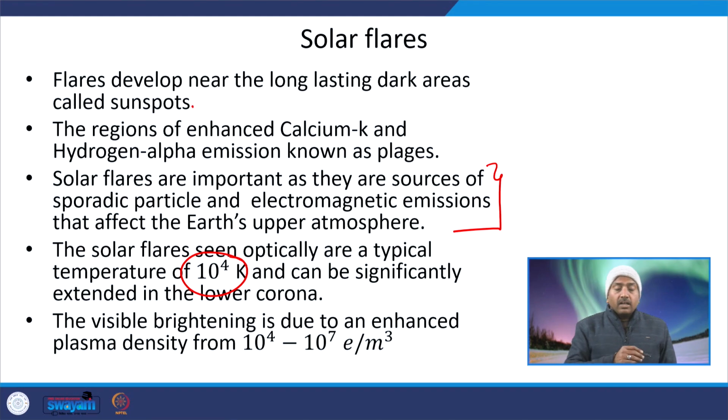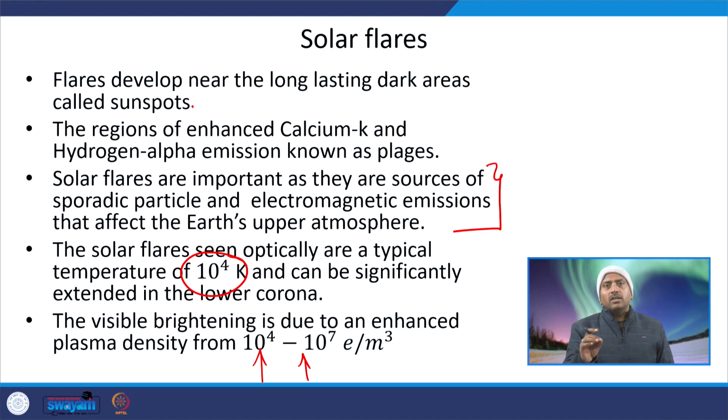So, the visible brightening that I am referring to as solar flare on the photosphere is due to an enhanced plasma density, which can vary between 10 to the power 4 to 10 to the power 7 electrons per meter cube. Okay. So, these are the basic features, visual properties of solar flare.